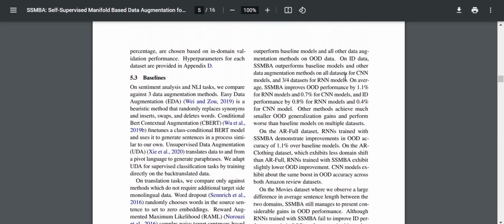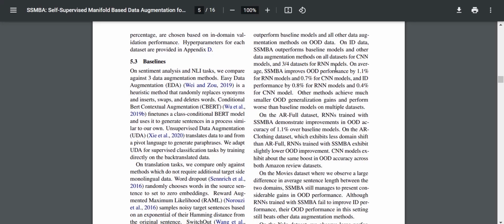On in-domain data, SSMBA outperforms baseline models and other data augmentation methods on all datasets for 3x4 data and 3 out of 4 datasets for RNN models on average. SSMBA improves OOD performance by 1.1% for RNN and 0.7 for CNN, and in-domain performance by 0.8% for RNN and 0.4 for CNN. Other methods achieve much smaller out-of-domain generalization gains and perform worse than baseline models on multiple datasets.